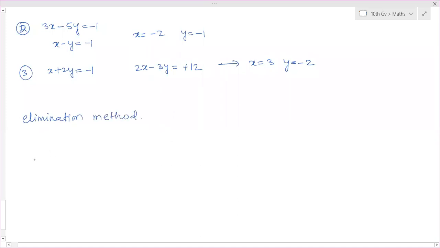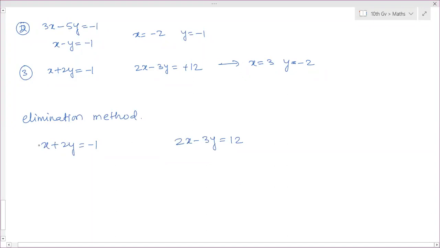In this elimination method, what we have to do is make the coefficient of one of the variables equal first. Either x or y, we have to make the coefficients equal. The x's coefficient in the first equation is 1, and in the second equation it is 2. So we have to make them equal, exactly the same way as making denominators equal, by taking the LCM of both of them.